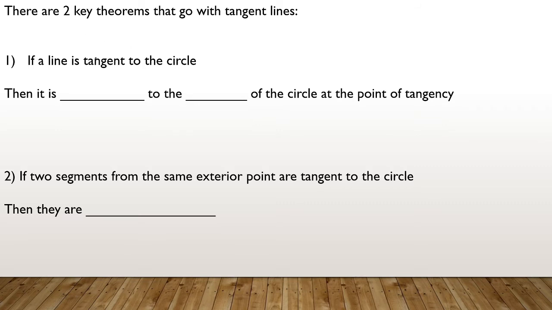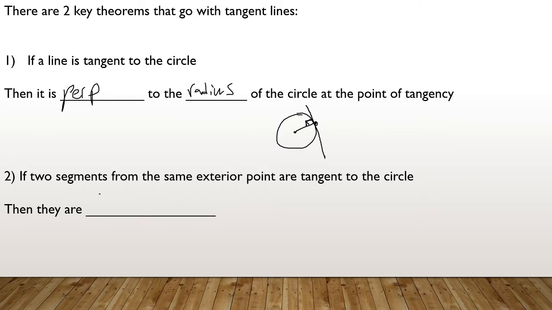First off, if a line is tangent to the circle, then it's going to be perpendicular, I'll just put perp for short, perpendicular to the radius at the point of tangency. That means that if I have a circle here, and I draw a line that's just touching the circle like that, the radius of this circle is going to be perpendicular to the line at that point. At that point of tangency. Not any point, but just at that point of tangency is the radius going to be perpendicular to it.